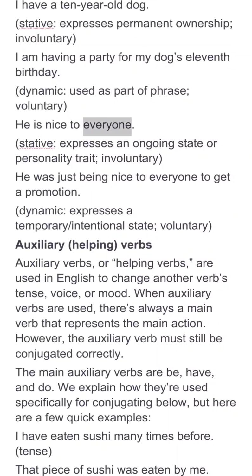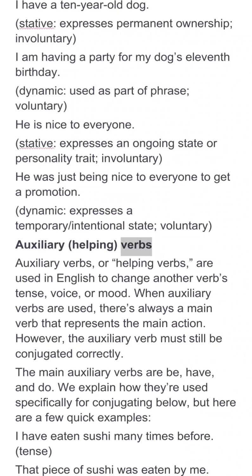He is nice to everyone. Stative, expresses an ongoing state or personality trait, involuntary. He was just being nice to everyone to get a promotion. Dynamic, expresses a temporary intentional state, voluntary.